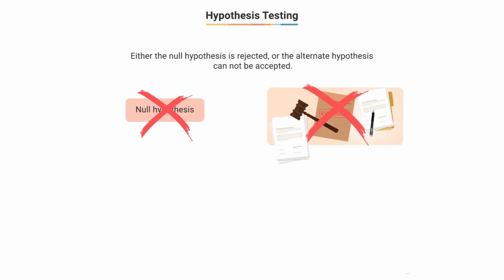Now that we have a good sense of how to frame our null and alternate hypothesis, in the next discussion we'll look at some more real-life examples to frame the null and alternate hypothesis.